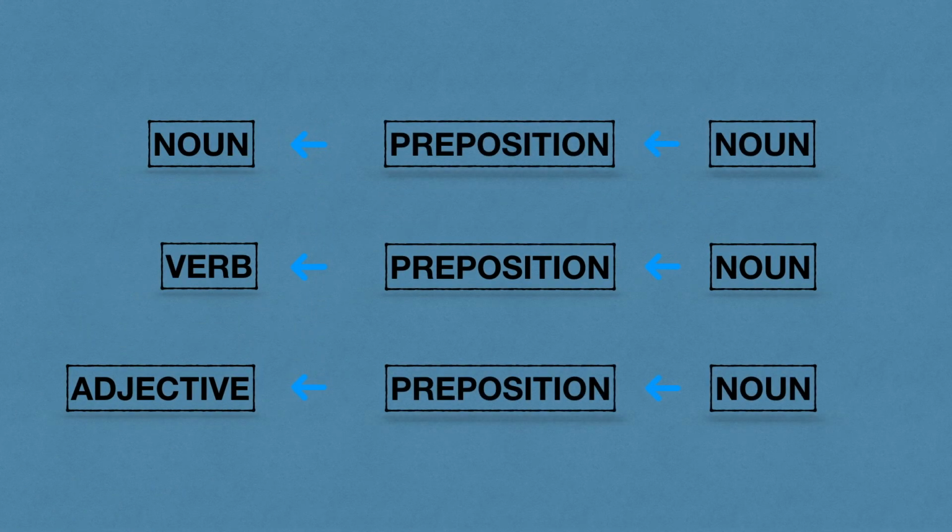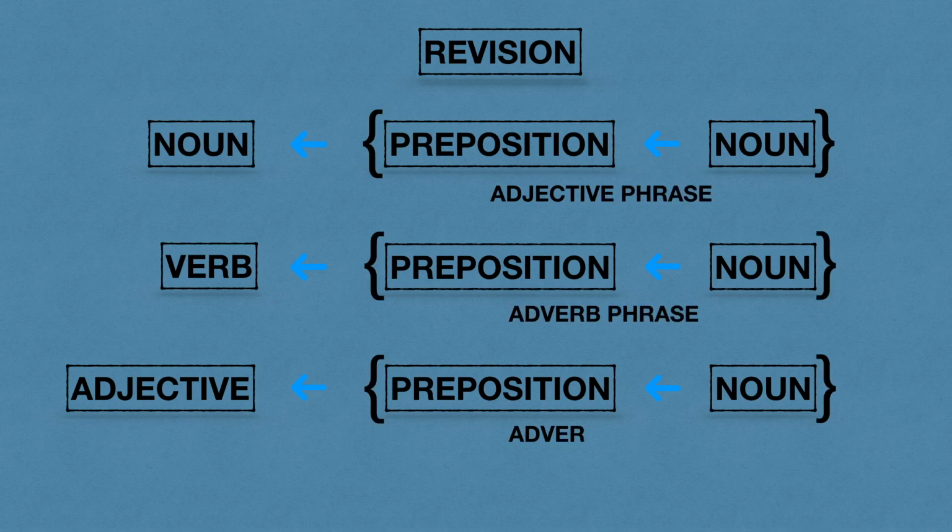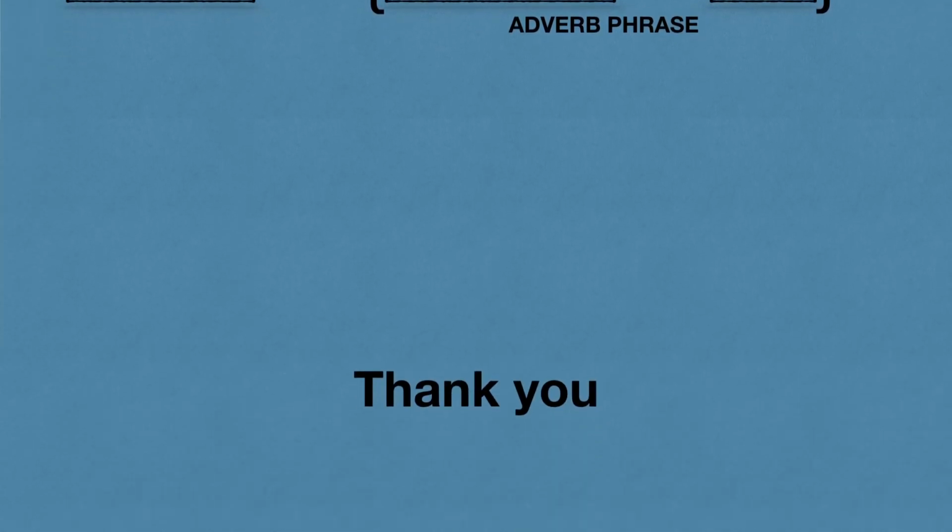To conclude, prepositions and their objects together make prepositional phrases, which behave as adjective phrases when connected to a noun, or as adverb phrases when connected to a verb or an adjective. Well, that's all for now.